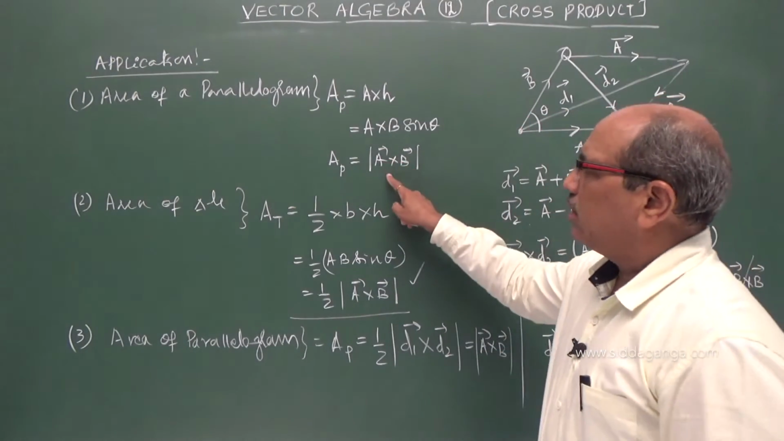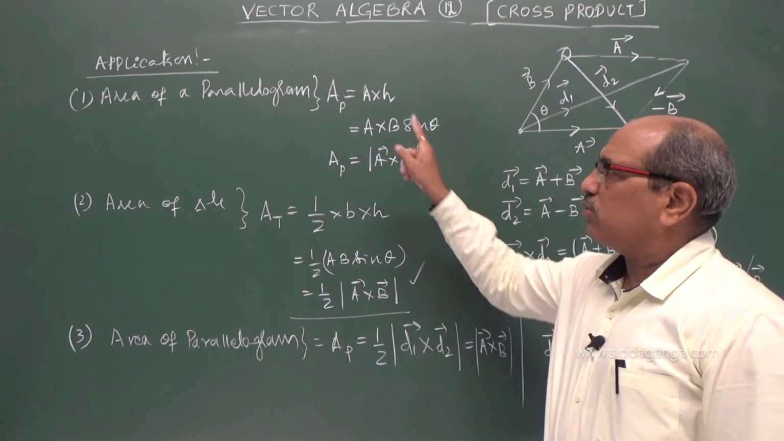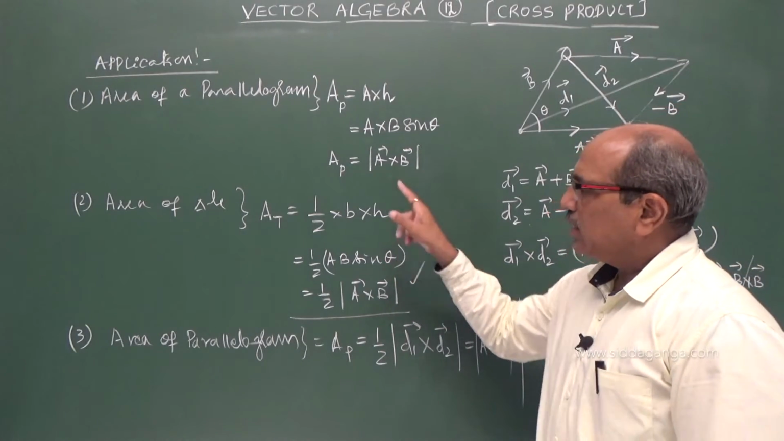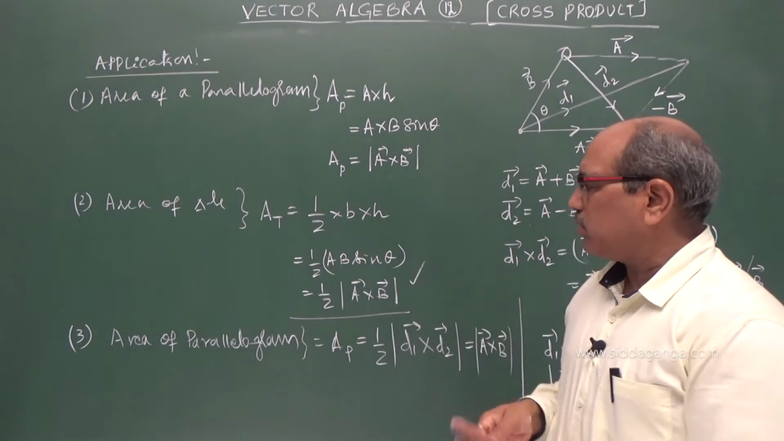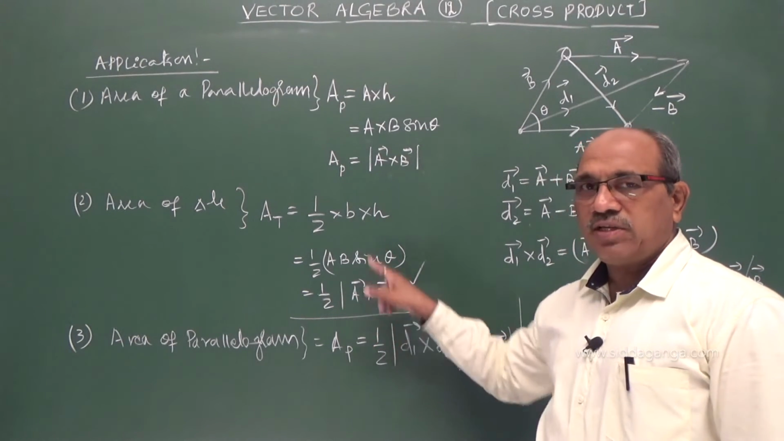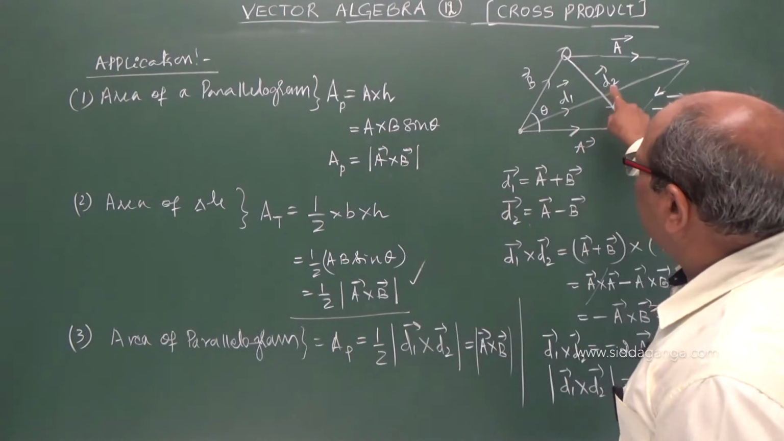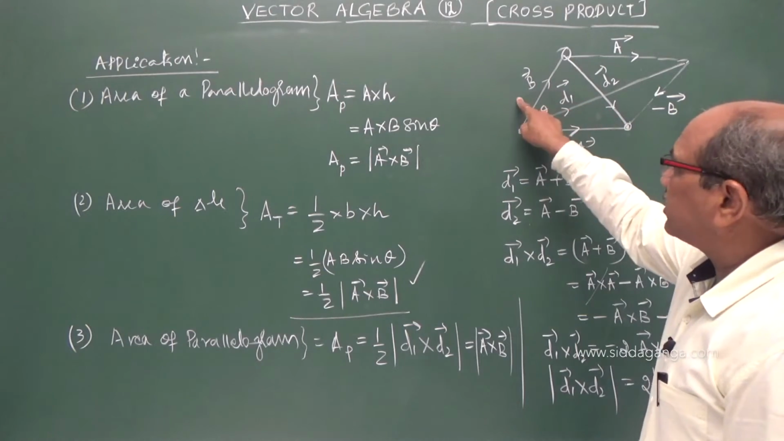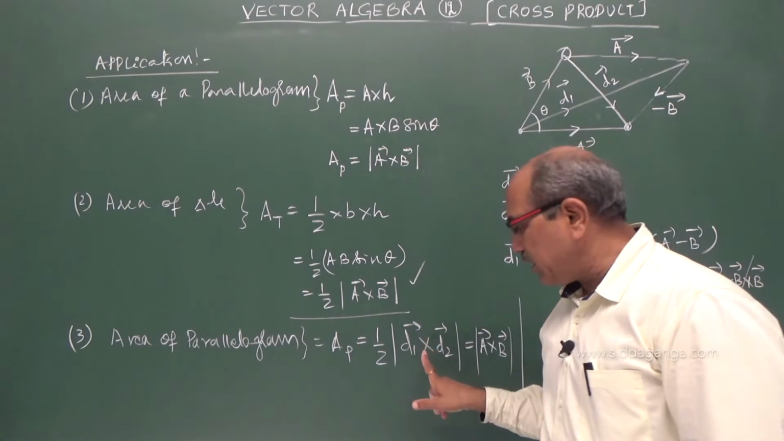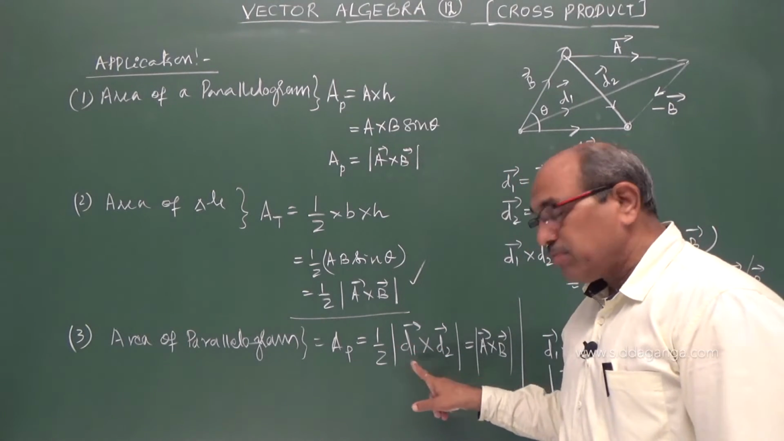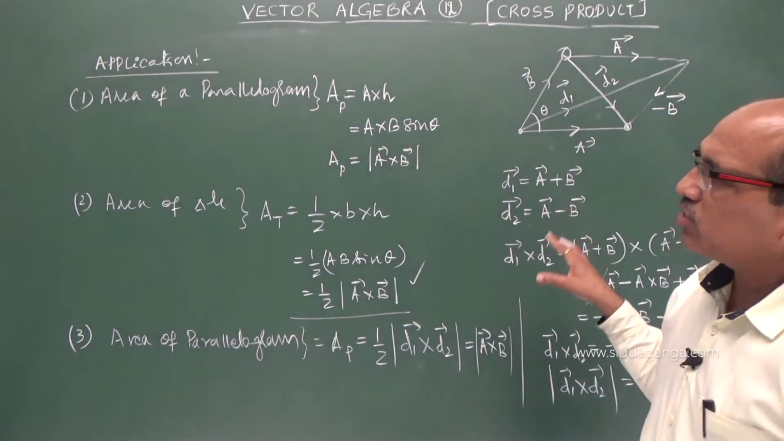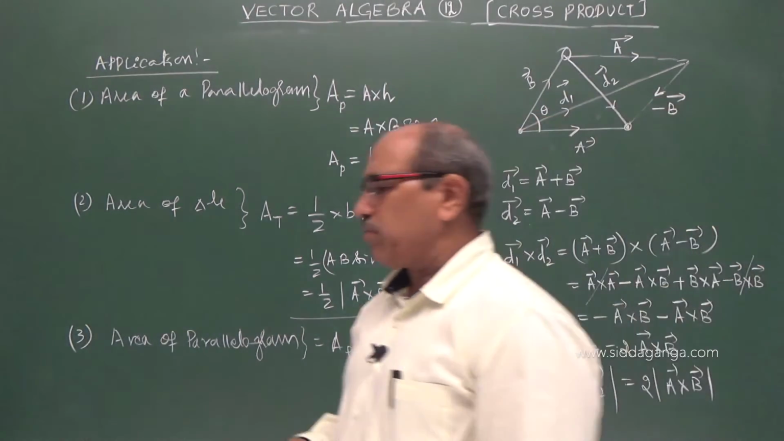One, the magnitude of the cross product gives you the area of the parallelogram, where two vectors are adjacent sides. The second, the area of the triangle can be obtained as half into the cross product of a and b. If you know the diagonals of the parallelogram, then half into d1 cross d2 gives you the area of the parallelogram. This is an application point I expressed to you. With this, let's come to the problem.